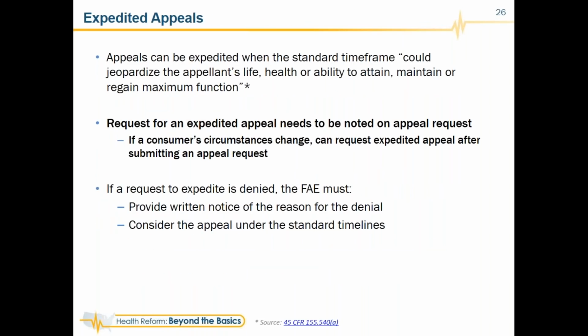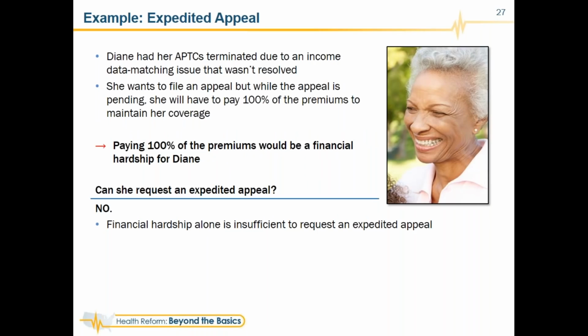There also is an opportunity for consumers to request expedited appeals, which means these happen on a quicker time frame. The only time that a consumer can request expedited is if the standard time frame would jeopardize the appellant's life, health, or ability to attain, maintain, or regain maximum function. This needs to be noted on the initial appeals request, or if something happens after the initial appeal is filed that makes an expedited request needed, they can update their application and request an expedited process at that point. If the request is denied, then the appeals entity must provide written notice and consider the appeal under the standard deadlines. So let's go through an example of this.